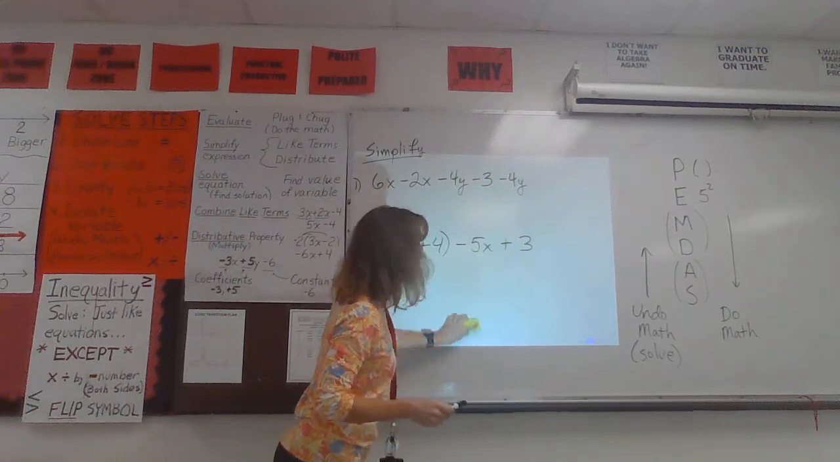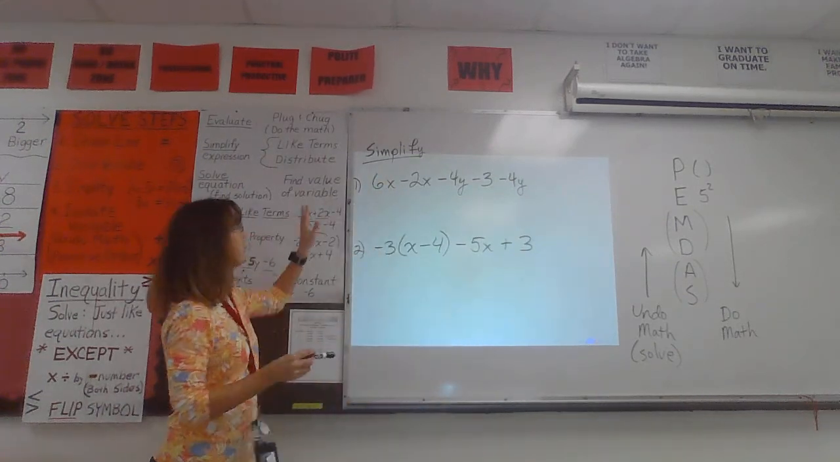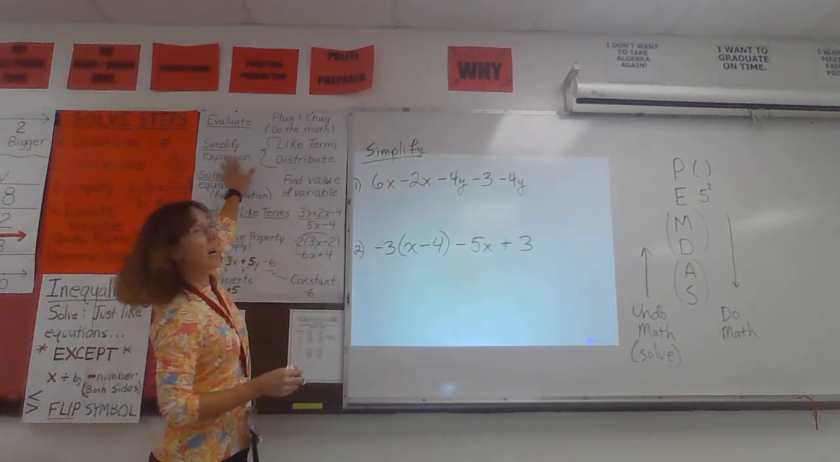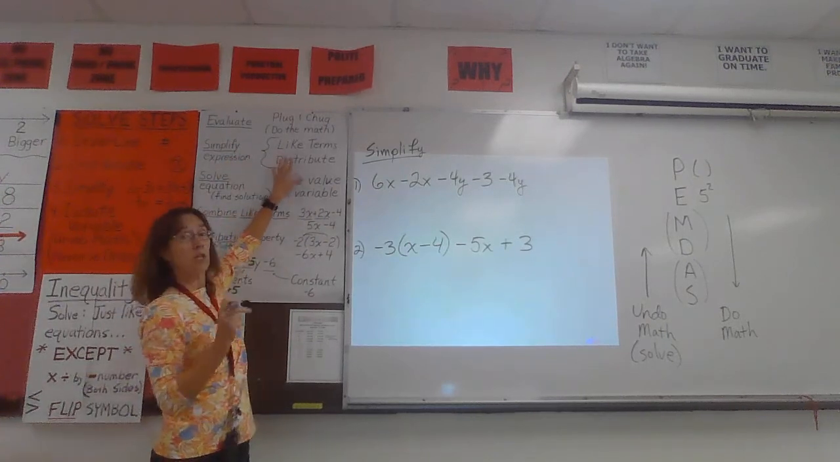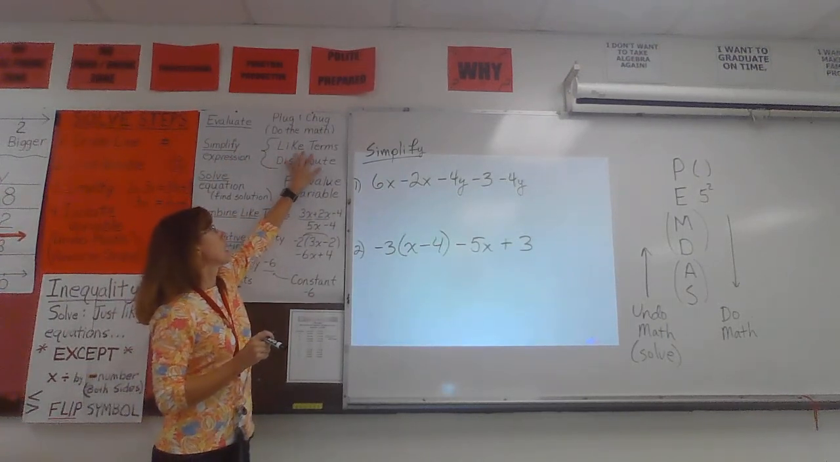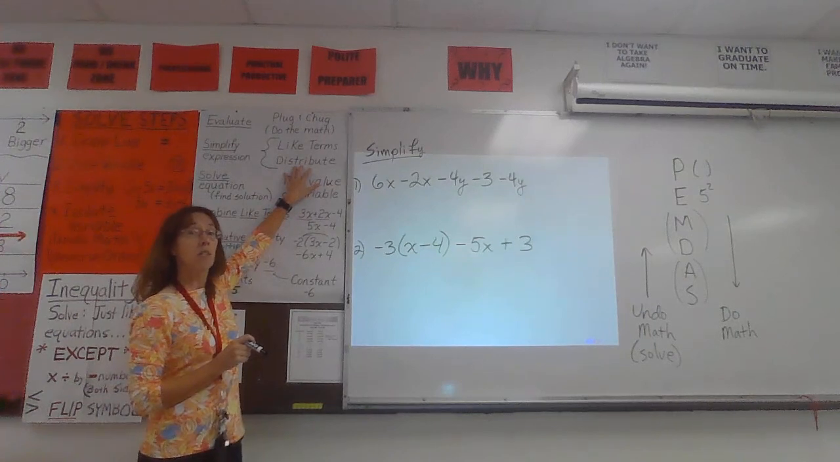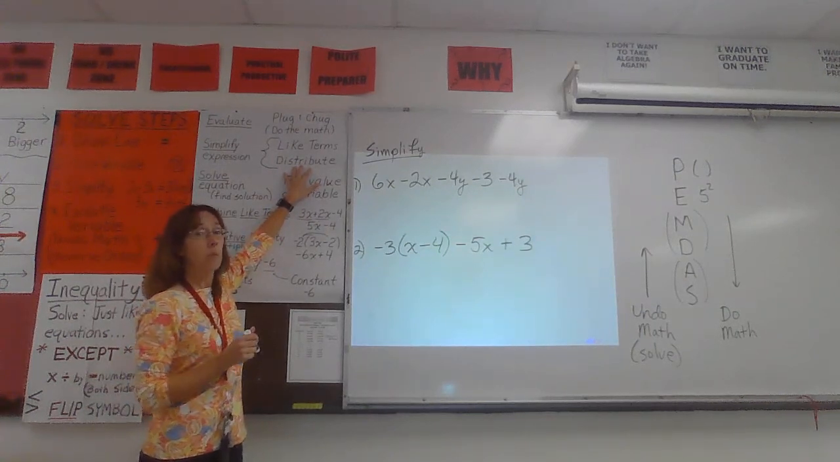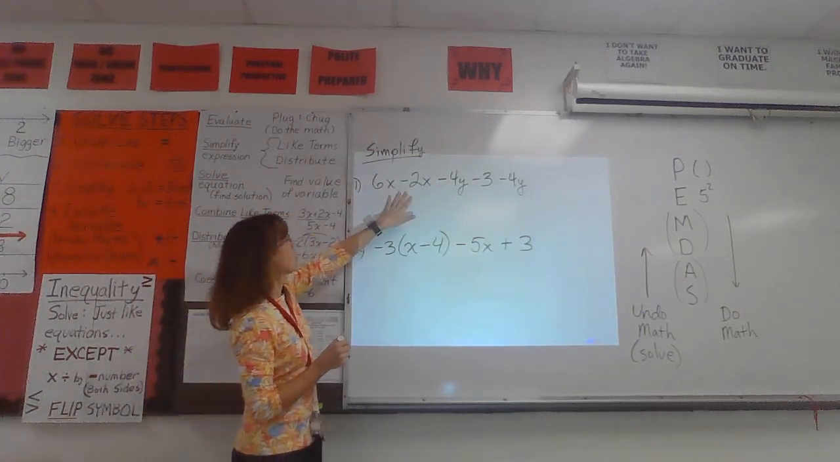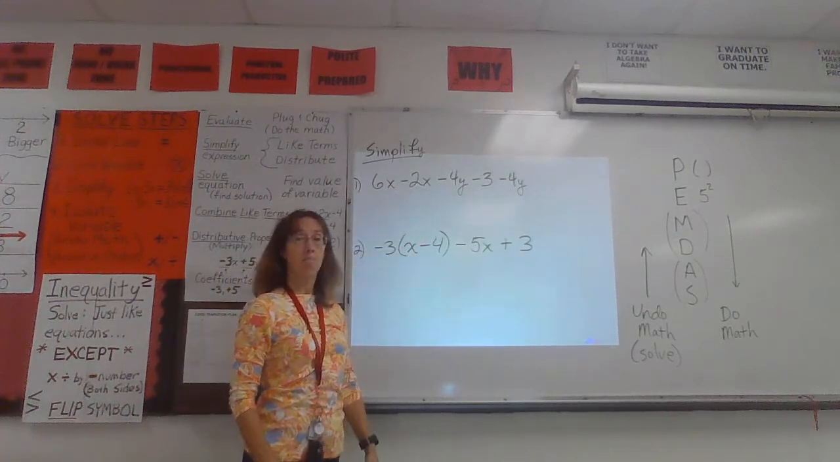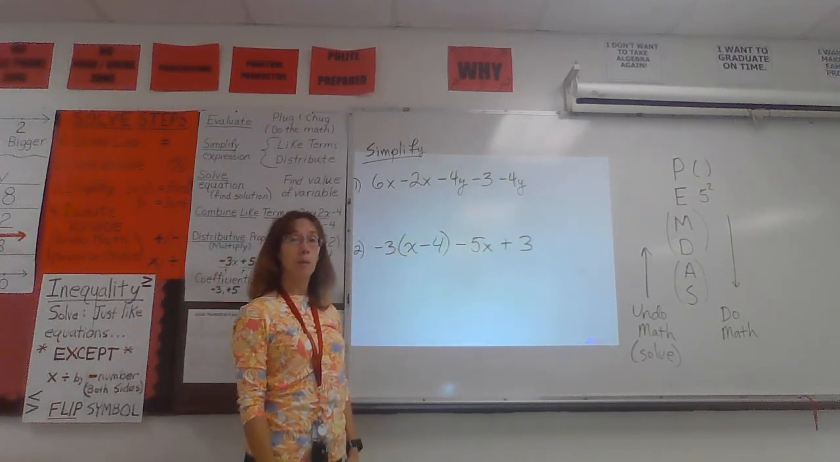So let's look at some fancy versions of this. Generally, when you simplify, you're going to do two things. You're going to combine any like terms, and if you have any parentheses, you're going to use the distributive property to get rid of the parentheses. So in this first problem up here, do you see any parentheses? No, so I don't need to worry about the distributive property.